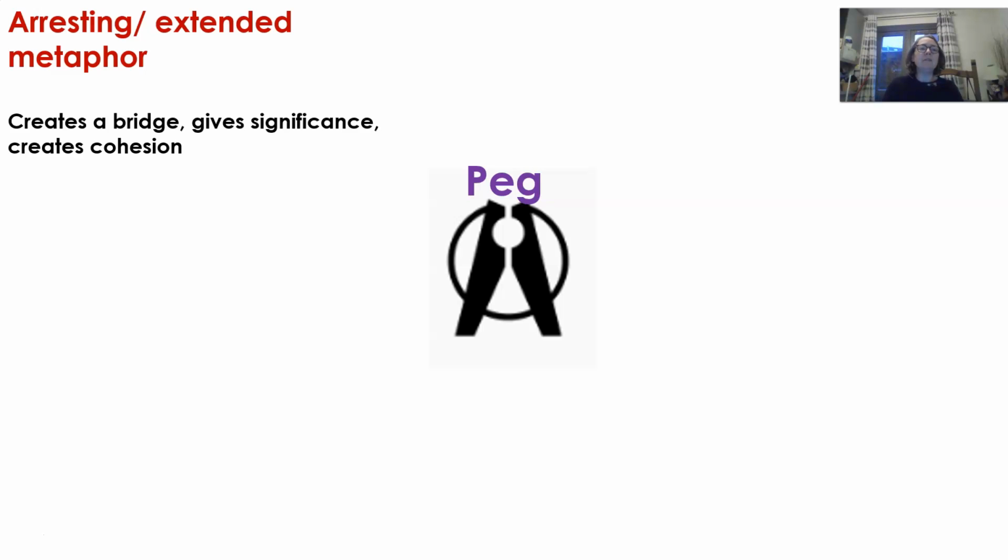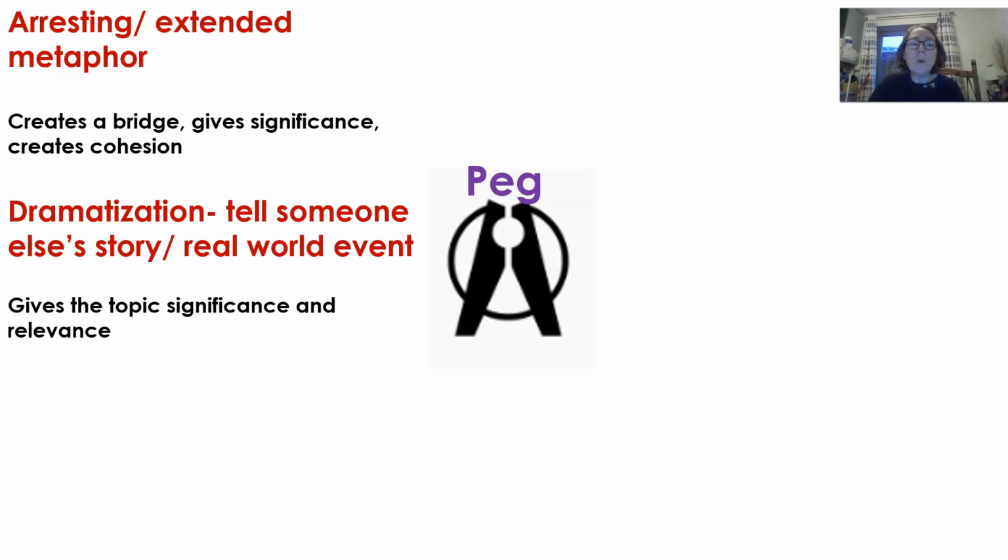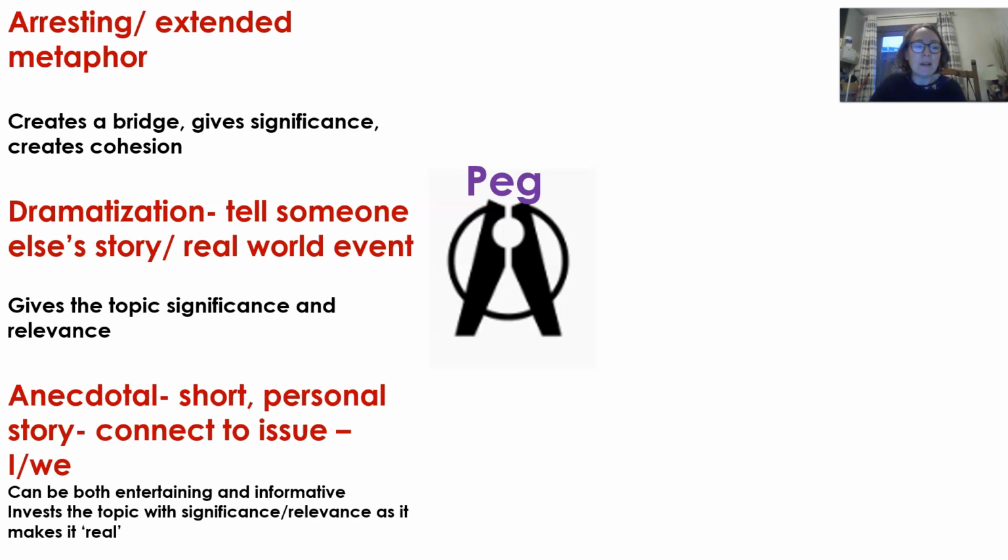We want to plan to use an arresting and extended metaphor. That's going to create the bridge that threads through the whole article. It's going to give significance to what we're writing about, and it's going to create cohesion. We might choose to use dramatization, where we tell someone else's story or link to a real world event, again giving the topic significance and relevance.